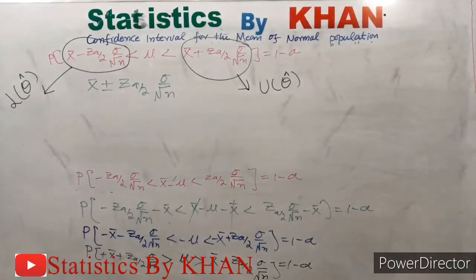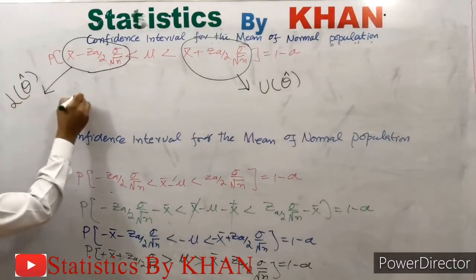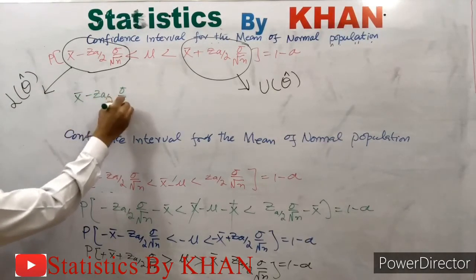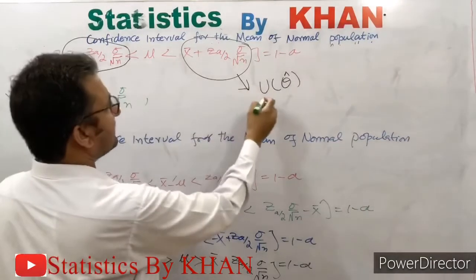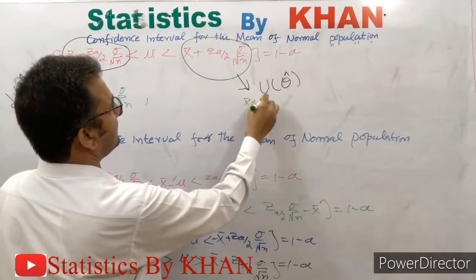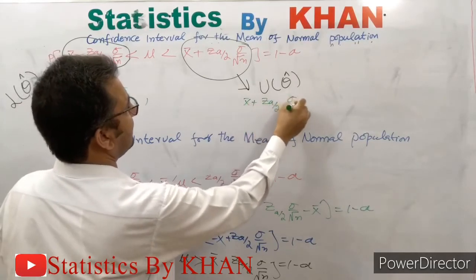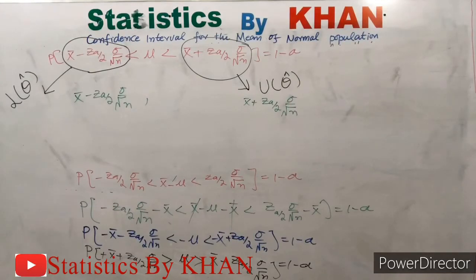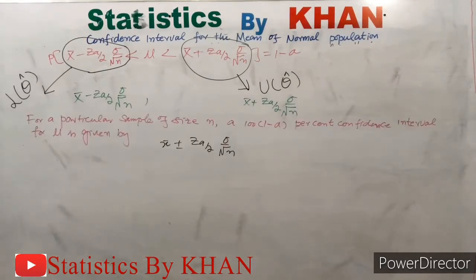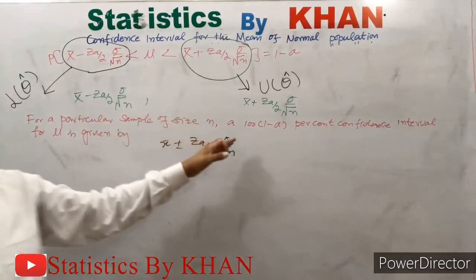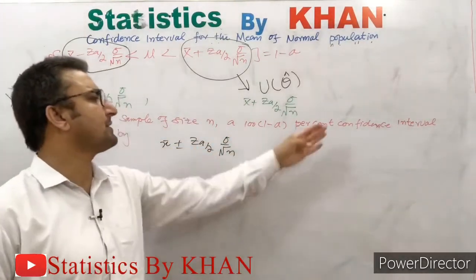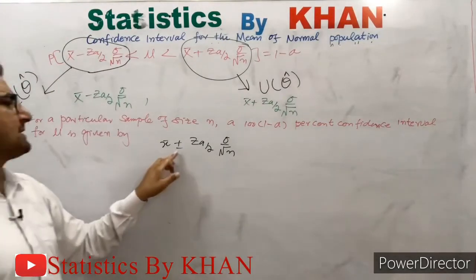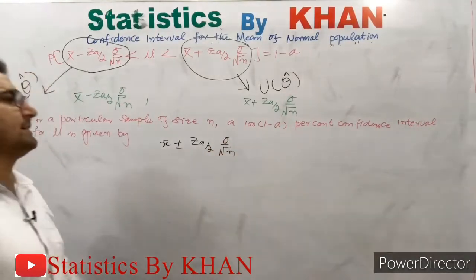This is the interpretation. As this is the lower limit, it equals x bar minus z alpha by 2 into sigma over root n. And this is the upper limit, which is equal to x bar plus z alpha by 2 into sigma over root n. So these are the two limits. This is the case of constructing the confidence interval for the mean of normal population. Finally, for a particular sample of size n, the 100 into 1 minus alpha percent confidence interval for mu is given by small x bar plus minus z alpha by 2 into sigma over root n.